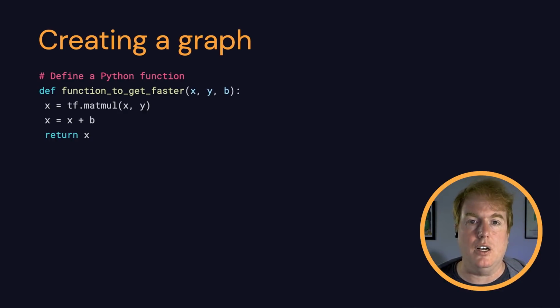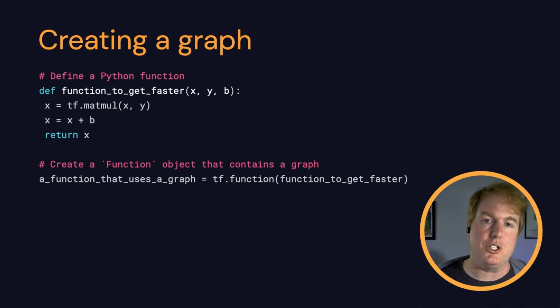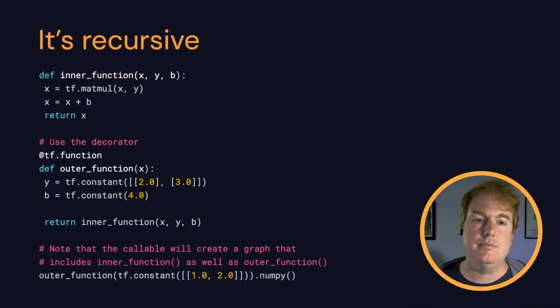We make a little function you might recognize, y equals mx plus b. Then if we want to turn it into a graph, we wrap it in a call to tf.function. The thing that's returned is called a polymorphic function. The polymorphic function can then be used like a regular TensorFlow or Python function. So let's use this. We're going to make x1, y1, and b1, and then we're just going to pass that in because it's a Python callable, and we can print out the results using NumPy.